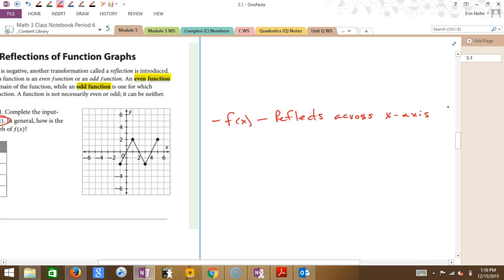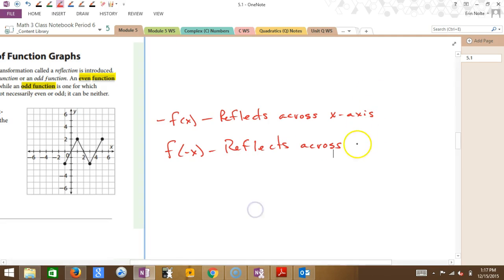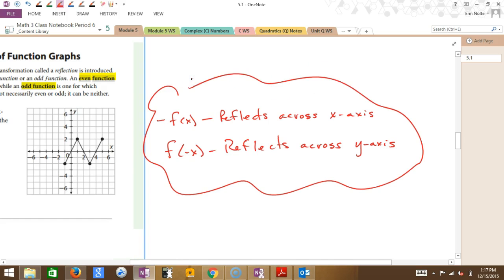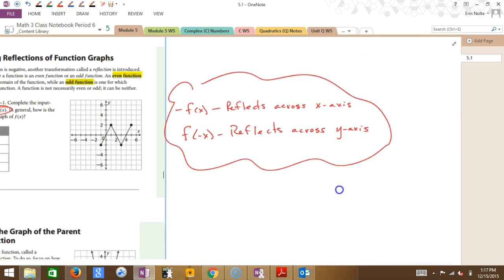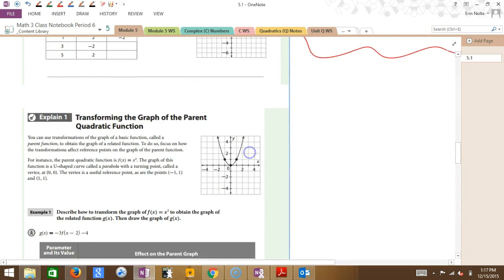So how do you reflect across the y? In the parentheses. Negative on the inside reflects across the y-axis. That's pretty easy. And you guys are all understanding what reflecting over the y-axis is? Okay, that was pretty fast.